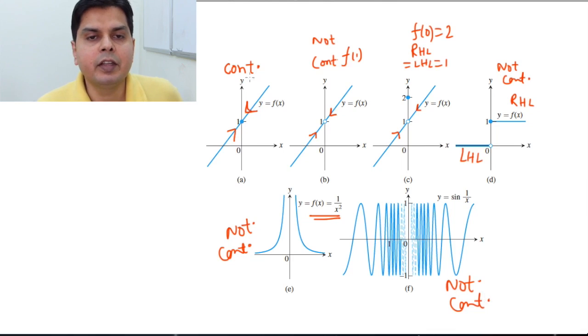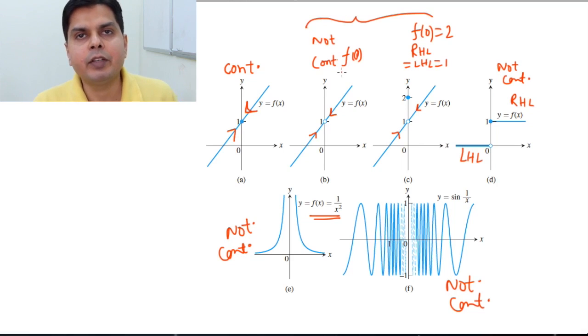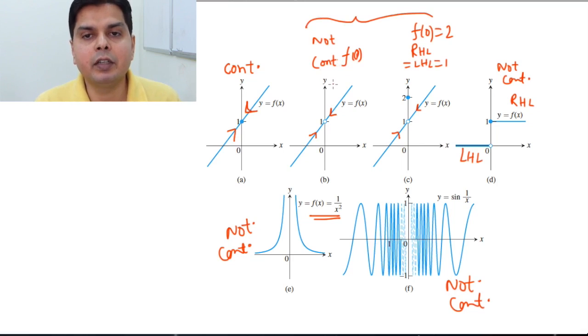So we have seen that only in this case the function is continuous at x is equal to 0. In this case the function is not defined at x is equal to 0, so it is not continuous. In this case also it is not continuous, and similarly in the remaining cases the function is not continuous. But in these two cases there is one possibility, that if I suitably define my value of function f(x), then I can make these functions continuous.